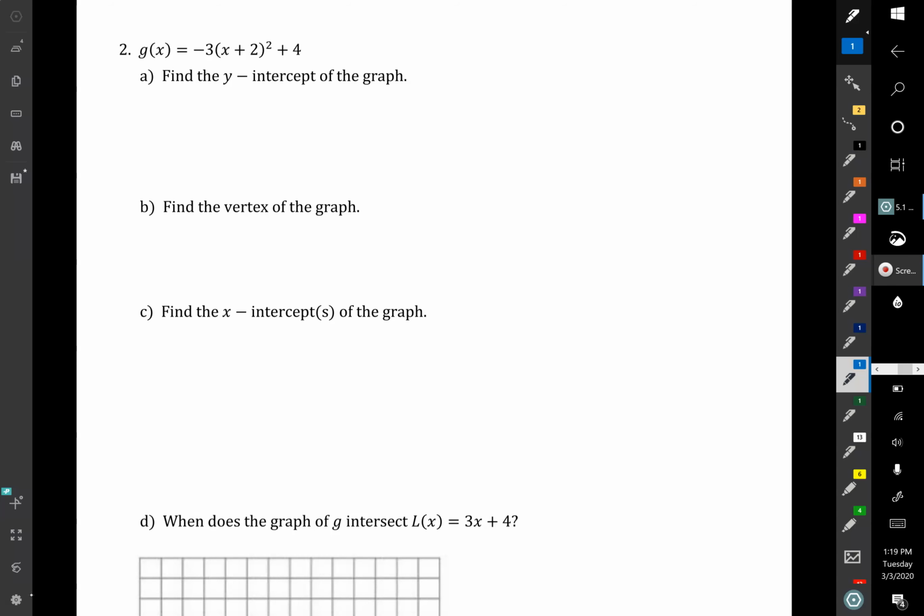I'm going to go quicker through this one. If you want to try it on your own, go for it. But I will try to go a little quicker through.